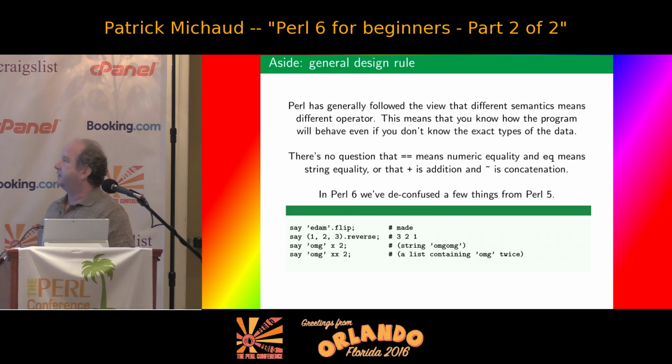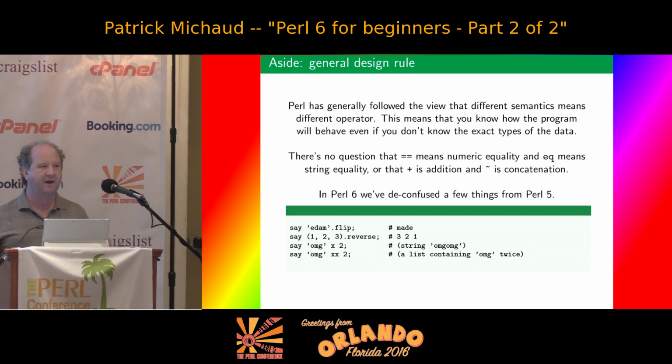Okay, Perl has generally followed the view that different semantics means you use a different operator, right? And that way you know what the program will do. Operators are verbs, even if you don't know what the data is. All right? So == always means numeric equality. eq always means string equality. Plus is addition, numeric addition. Tilde is concatenation, right? But in Perl 5, we had other operators that tried to be clever. They tried to be winning, and sometimes that can be confusing.